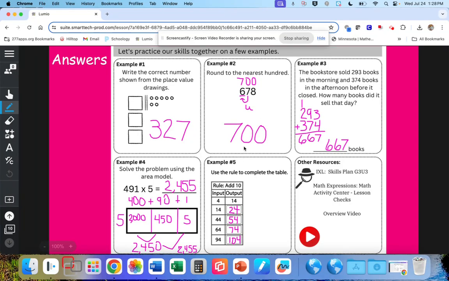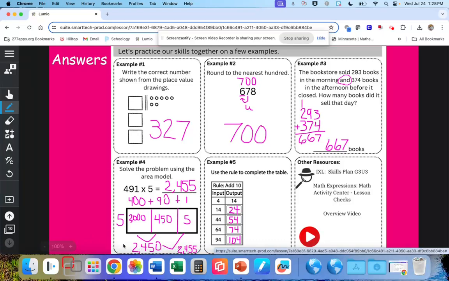So we get 700. If the bookstore sold 293 books in the morning and 374 books in the afternoon before it closed, how many did it sell that day? And is a good word that means add. So we're going to add these together and we get 667 books they sold that day.